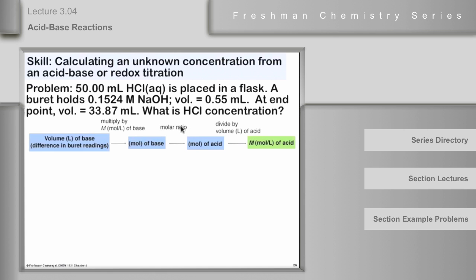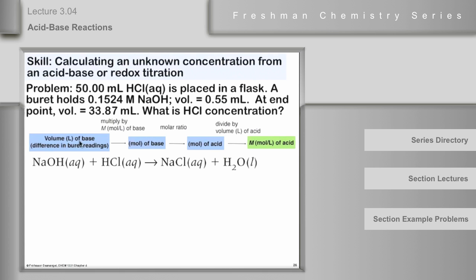First of all, we need a balanced chemical equation because we're going to have to do a mole-to-mole ratio here. And the mole-to-mole ratio is going to come from the coefficients of the balanced chemical equation. And fortunately, it's a simple one. Sodium hydroxide plus HCl goes to sodium chloride, the salt, plus water. Now, we have the volume of HCl, but we don't have the concentration. We have the concentration of sodium hydroxide, and now we have the volume. It'll be the difference between 33.87 at the end and 0.55 at the beginning.